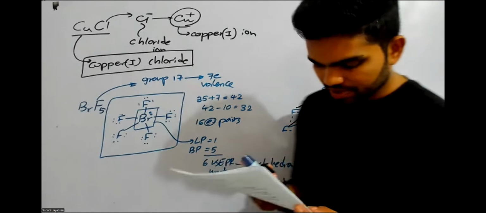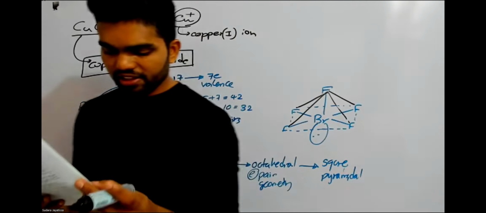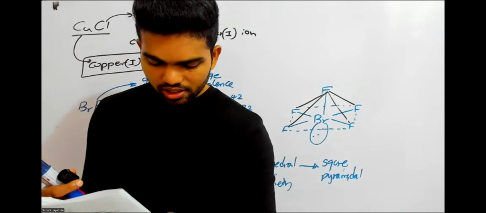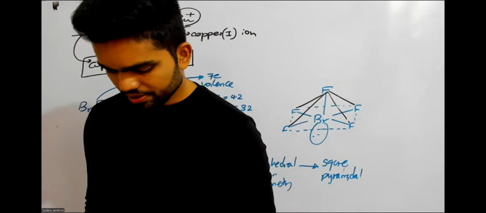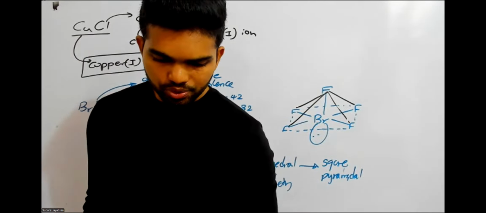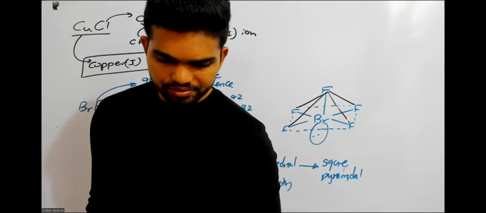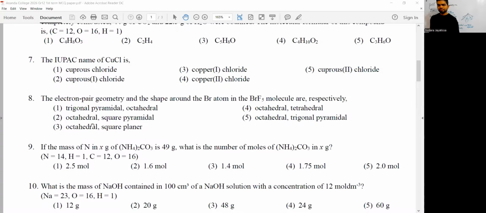So what's the answer? Electron pair geometry first, and then it's followed by the shape. Octahedral, square pyramidal, answer 2. Okay, I hope you got that answer correctly. Yes, answer 2. So not a difficult question, right?